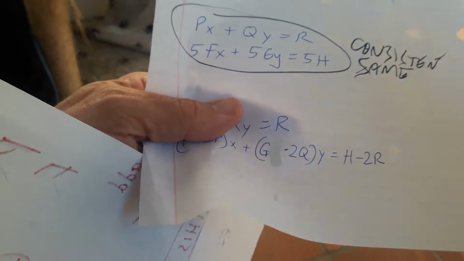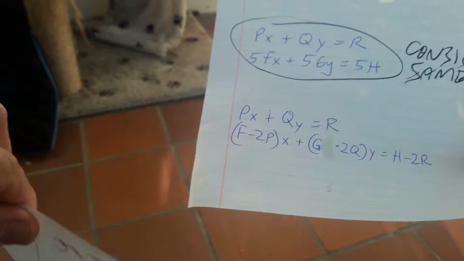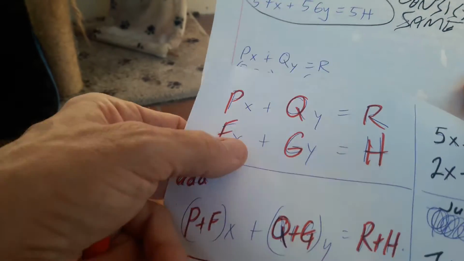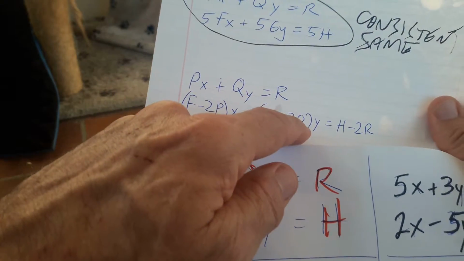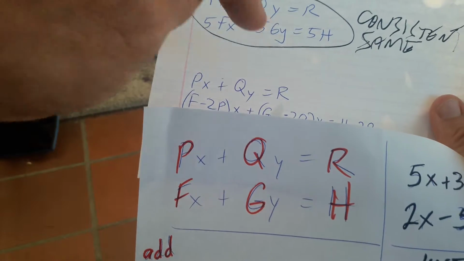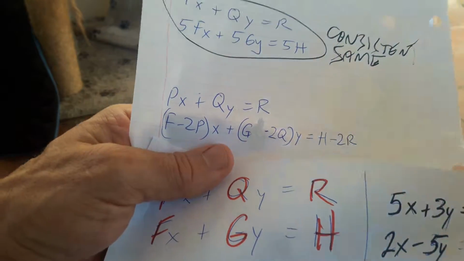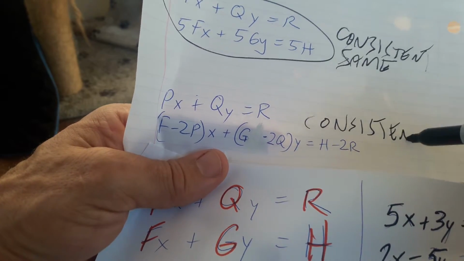Now, when you look at this one here, look how they've changed the second line, the F. They've subtracted 2p, they subtracted 2q, and they subtracted 2r. 2q, 2p, and 2q. Consistent. I like it. I hope you enjoy this.